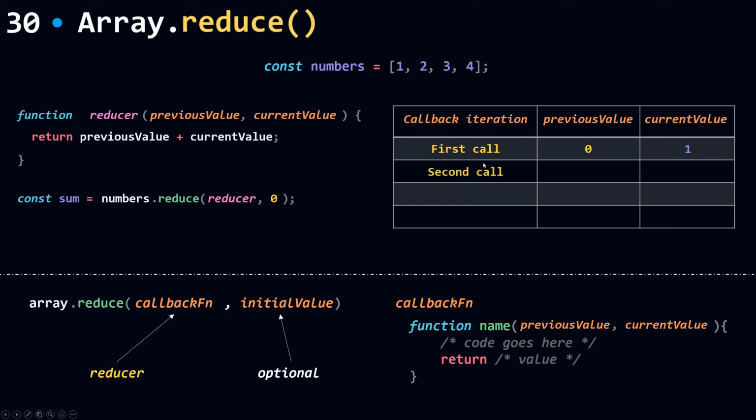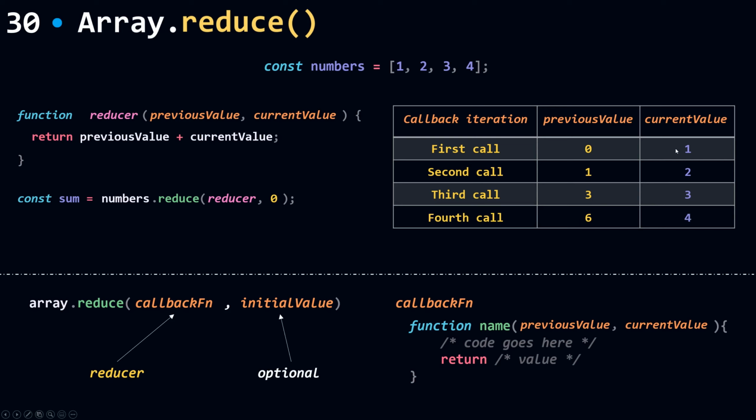Then on the second call, the previous value will be 1, the returned value from the reducer on the first call. The current value on the second call will be the second element here, which is 2. And then we will call the reducer, and the reducer will return 1 plus 2, which is 3. On the third call, the previous value will be 3 and the current value will be 3. And on the fourth call, the previous value will be what the reducer returns from here, which is 3 plus 3, so it's going to be 6. And then the current value will be the last one here, which is 4.